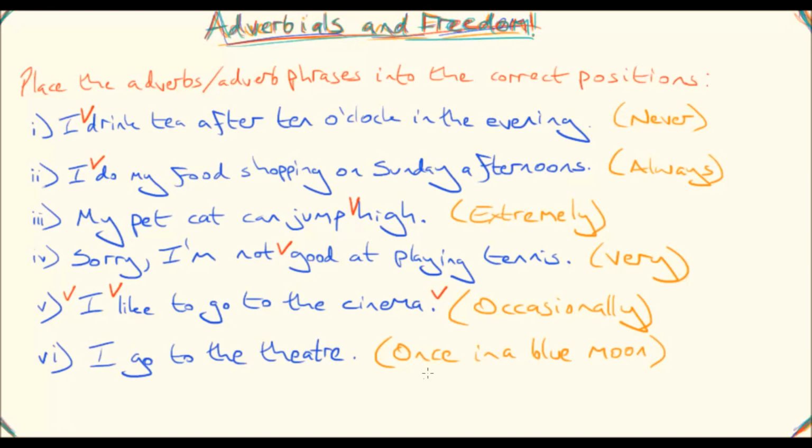Finally, this one, once in a blue moon. We've got an adverb phrase here, several words which mean incredibly rarely. I go to the theatre. Where are you going to put once in a blue moon? Well, when it comes to these multi-word adverbs, really they only have two positions. They can either go right at the beginning or right at the end.